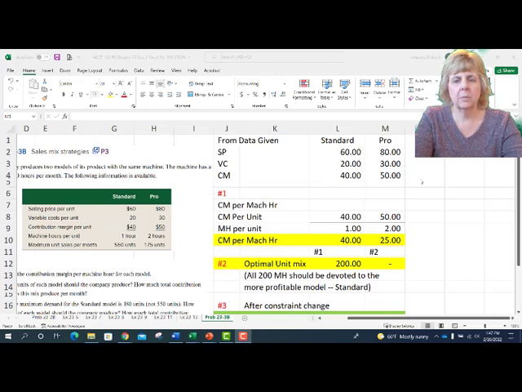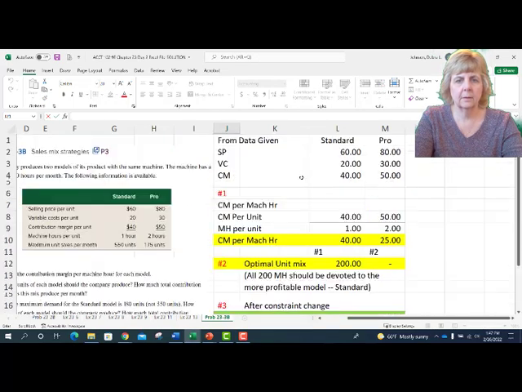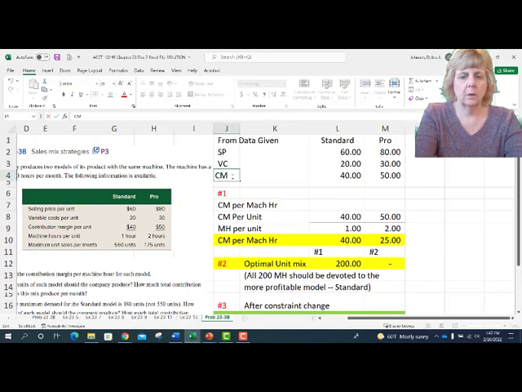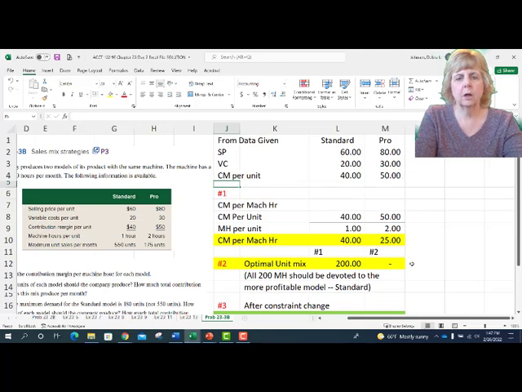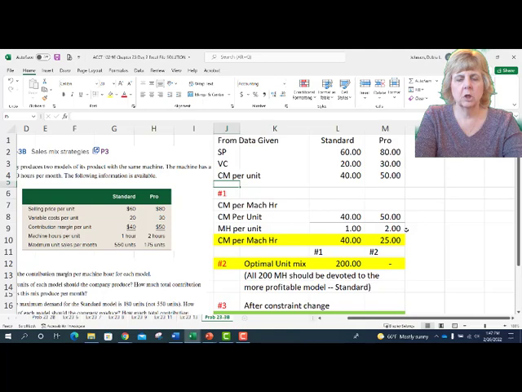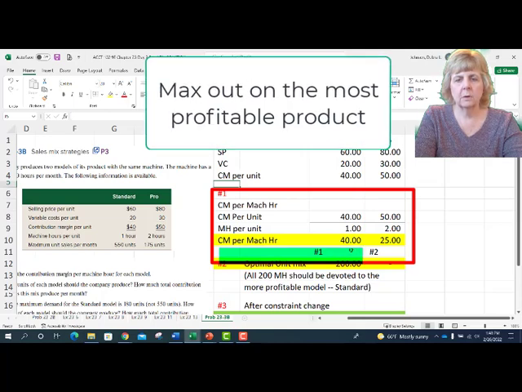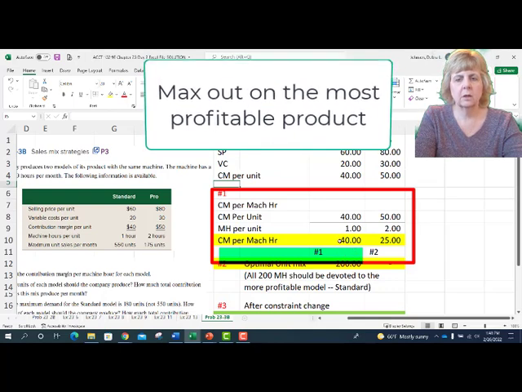First of all, I just copied over the data to come up with the regular contribution margin. And let me change that to say per unit. Sorry for the bouncing screen. Per unit. That was given to us. So step 1 was to convert that to a contribution margin per machine hour. The way you do that is by taking the contribution margin per unit and dividing by how many machine hours each unit takes. We see that the standard product is the more profitable of the two, so we would max out based on how many units we could complete with the constraint on the machine hours.